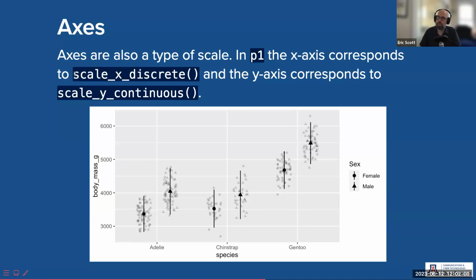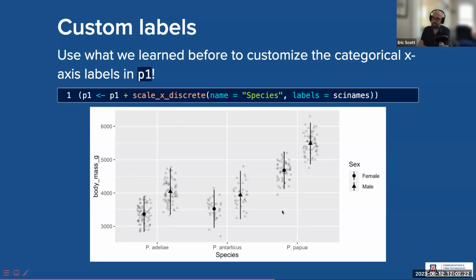So if we wanted to modify the scale or modify the axes, we would use scale_x_discrete because we have discrete data. And the y-axis, if we wanted to modify that, we would use scale_y_continuous because we have continuous data on the y-axis. And we can use everything we learned to modify the names of the axes, and what shows up on these labels as well. So for example, if we want to, again, use those scientific names, it's really the same thing as when we changed the color scale.